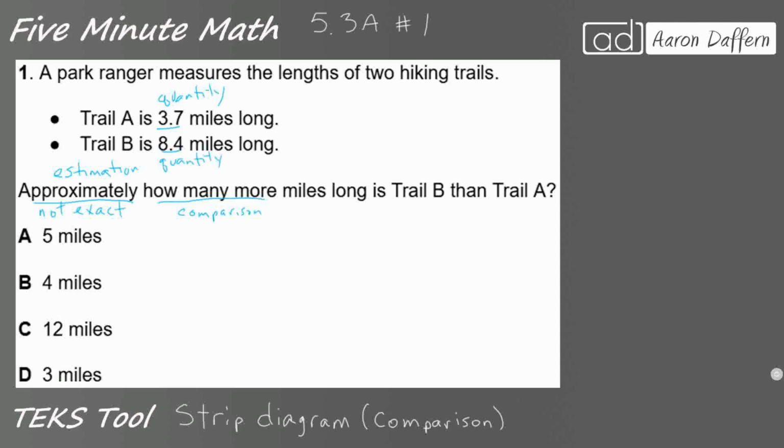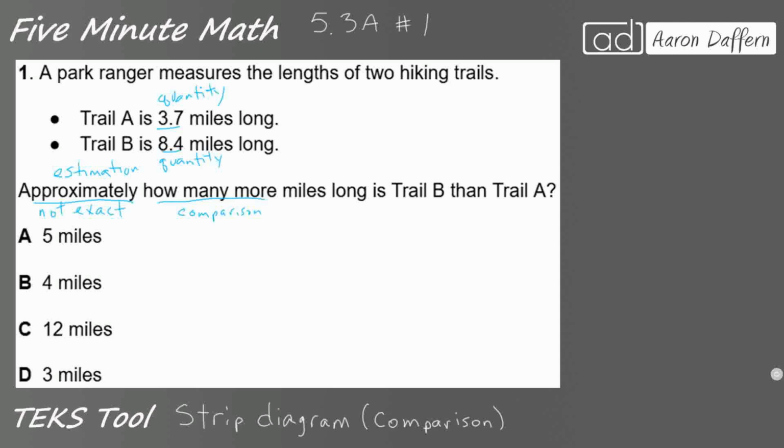All right, so I can represent this with a strip diagram. But it's not a part-part whole because we're not combining them, because these are two separate quantities that aren't being joined in any way. We just want to measure the length of both of them. Before we do that, though, let's go ahead and round both of those.